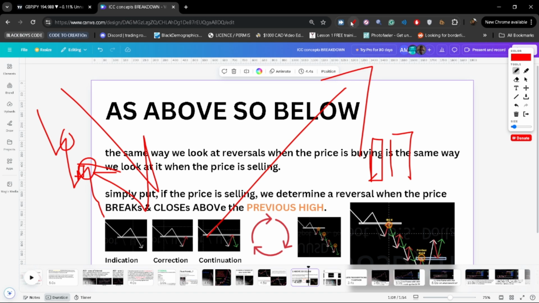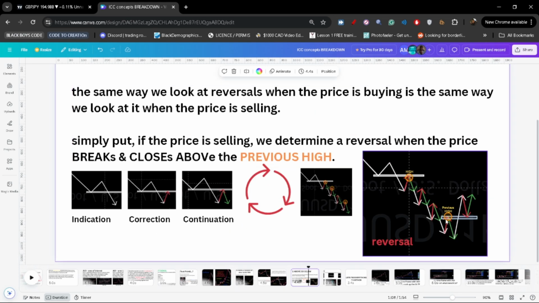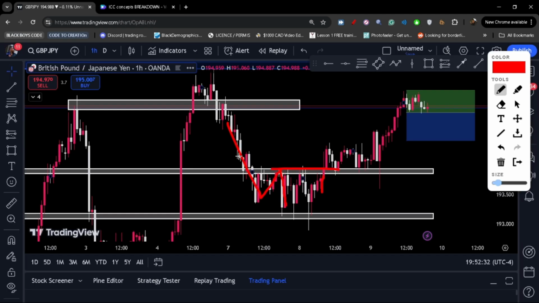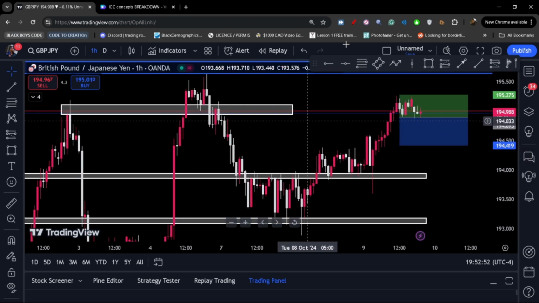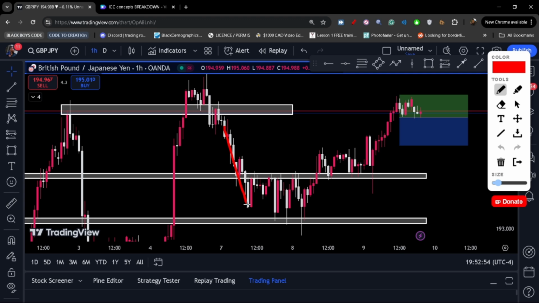If I zoom in, boom, as you can see, previous high, break, retest, continue that trend. As you can see, same thing happened here. Price came, created a high, and then created a low, and then broke past it there. Once it broke past it, wait for the retest, and then you find your entry.